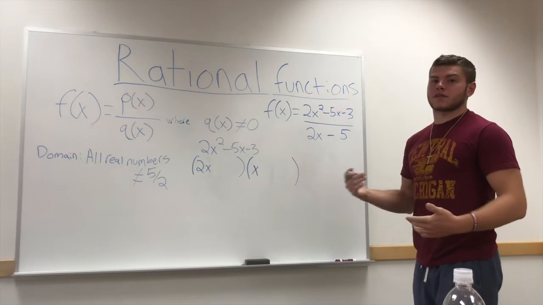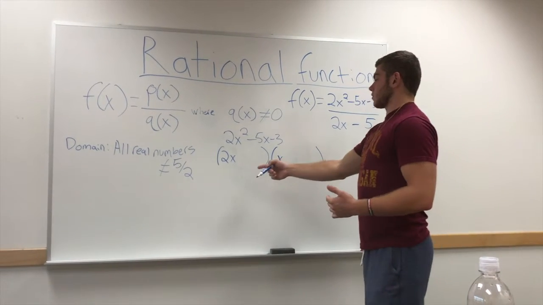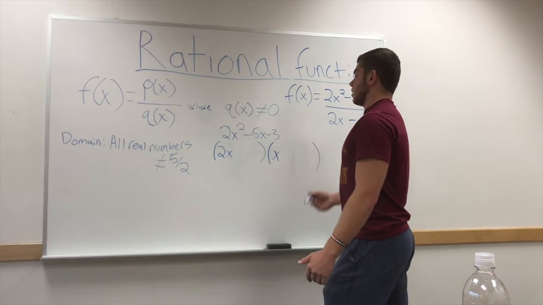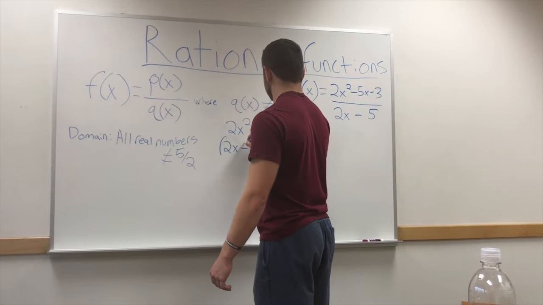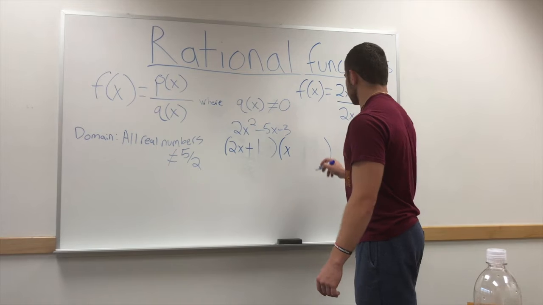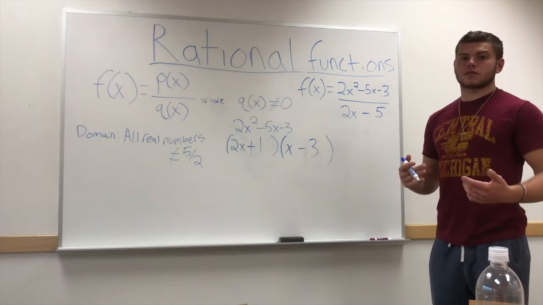Alright, so the point of the factoring is we're trying to find the zeros for the top. Okay? So we're going to factor this out. Take the 2x. Let's factor. So 2x plus 1 and x minus 3. So that's the factored form.